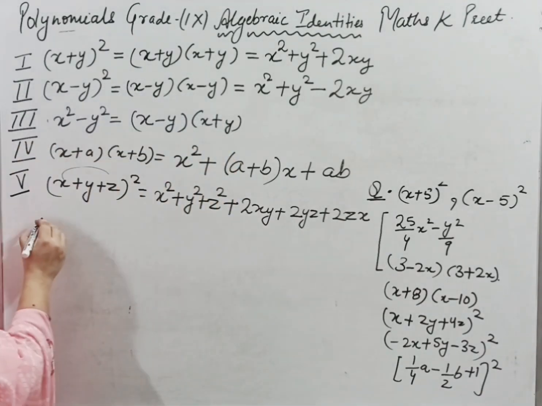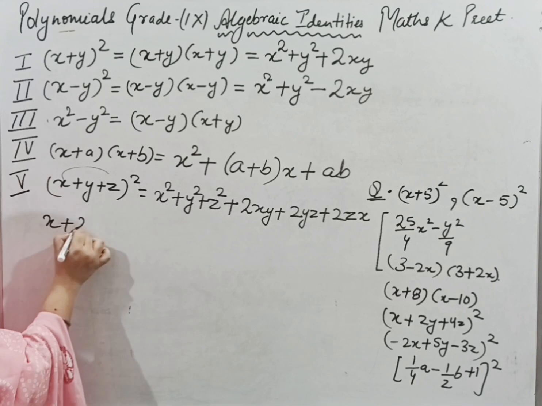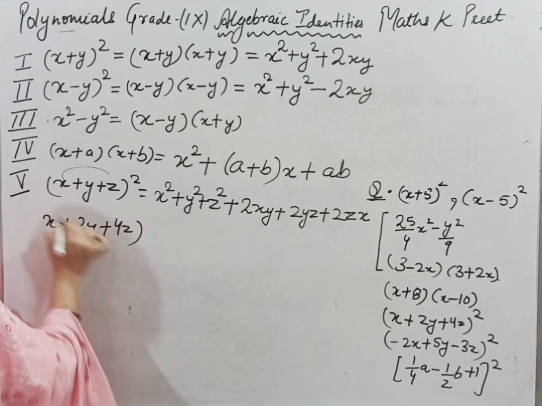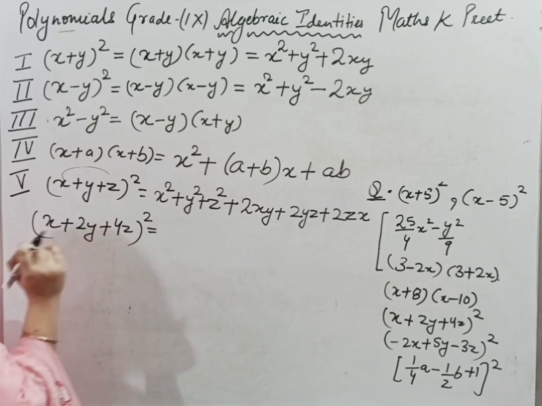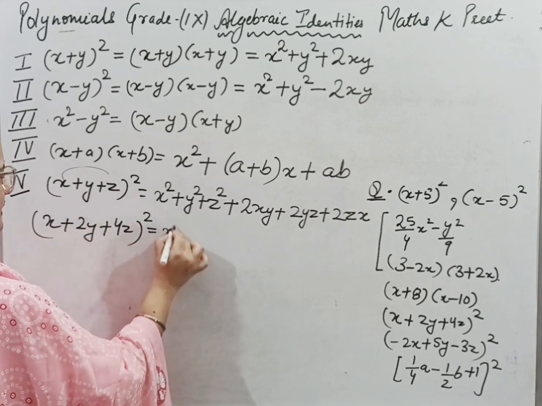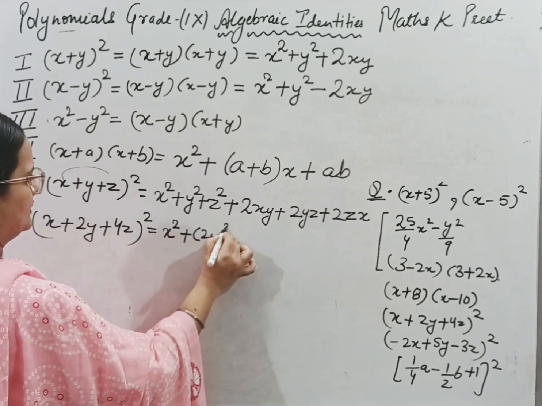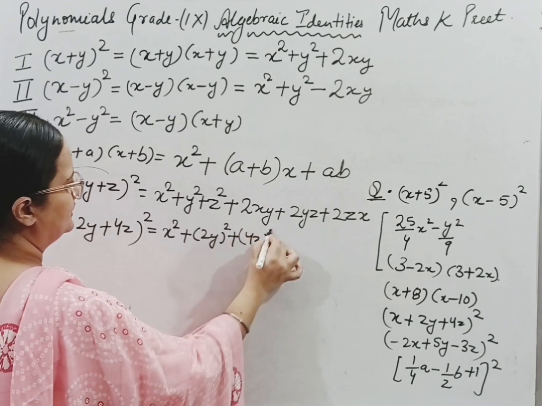Let's see the question. The question is (x + 2y + 4z) whole square. This question has 3 terms, so we will use identity number 5 to solve it. So x square plus (2y) whole square plus (4z) whole square.